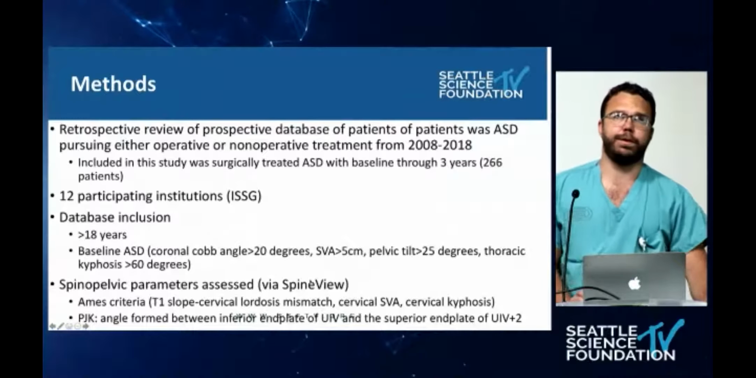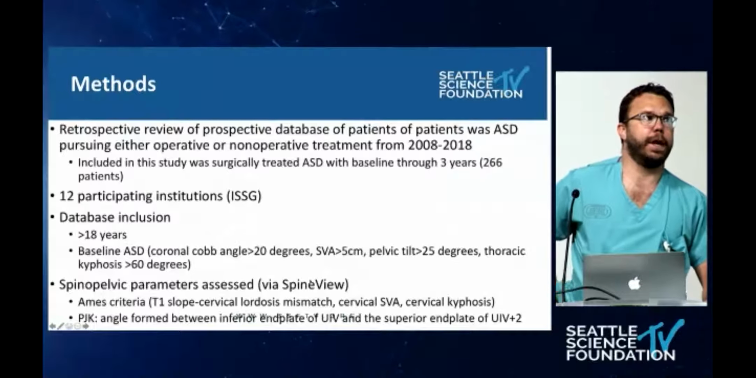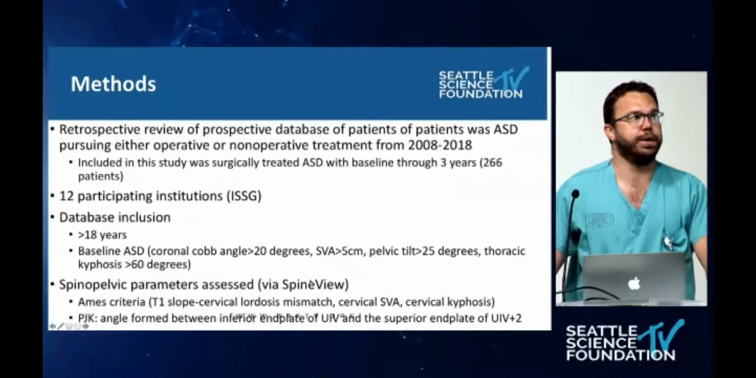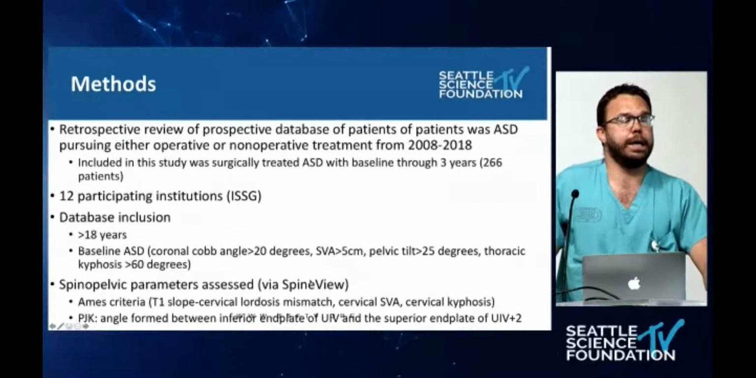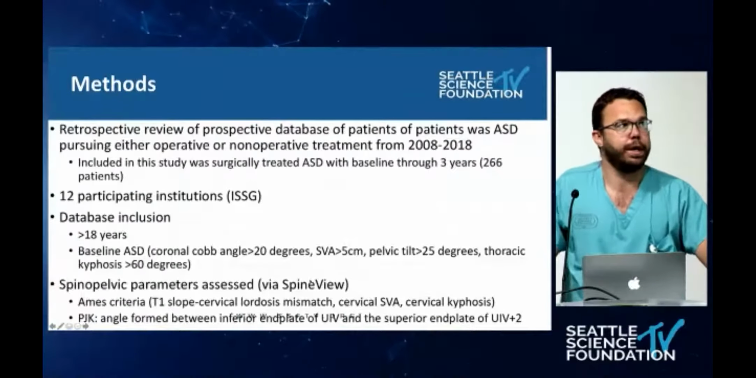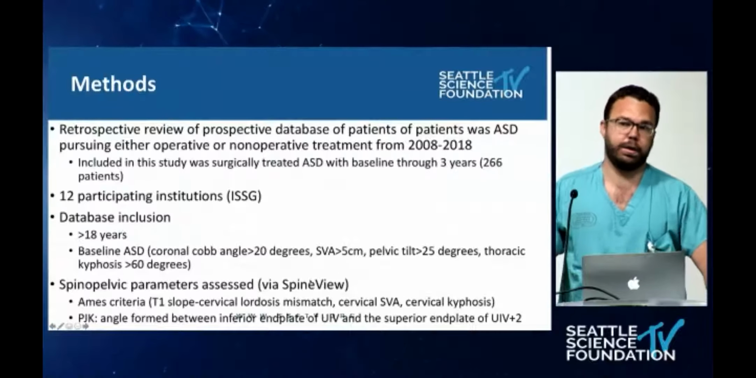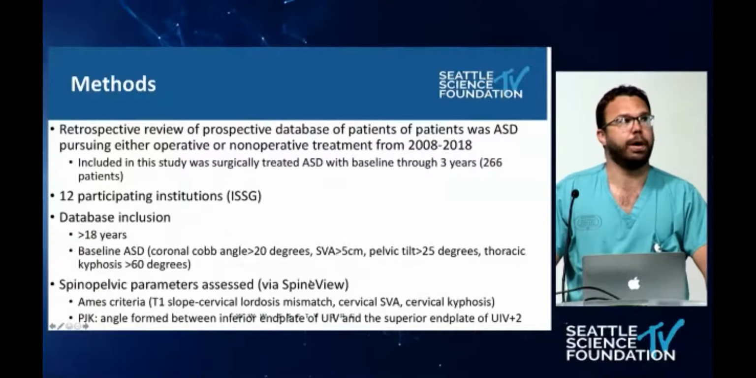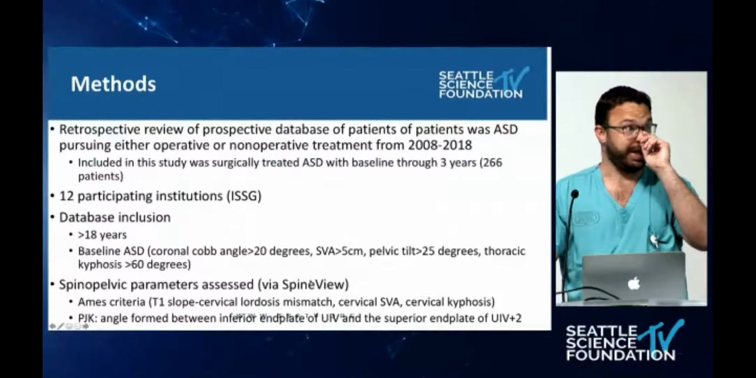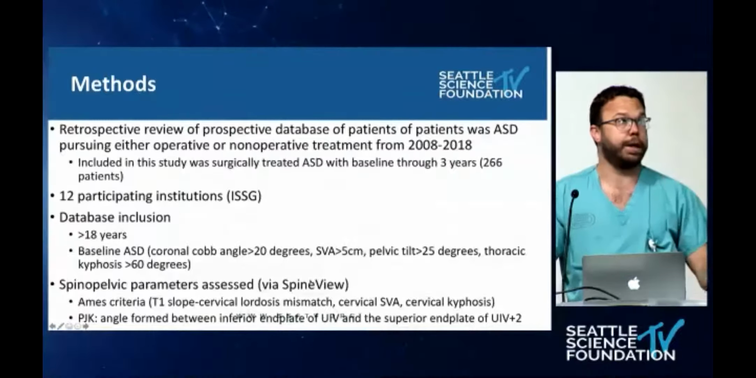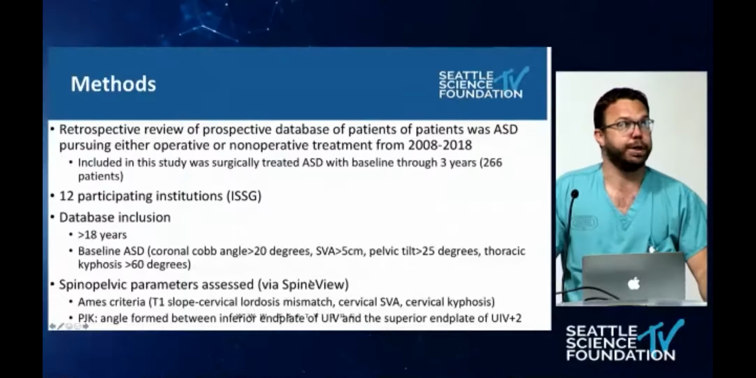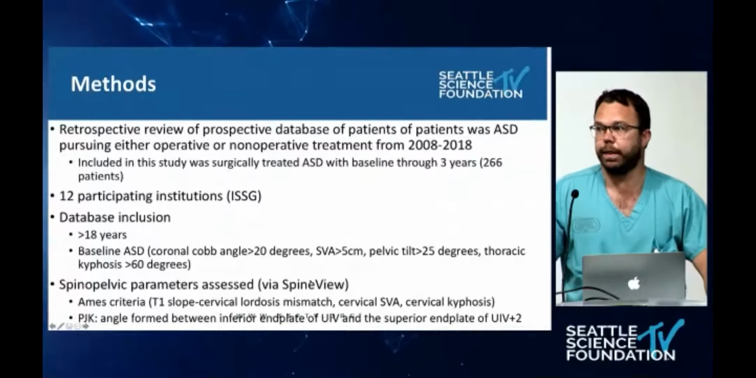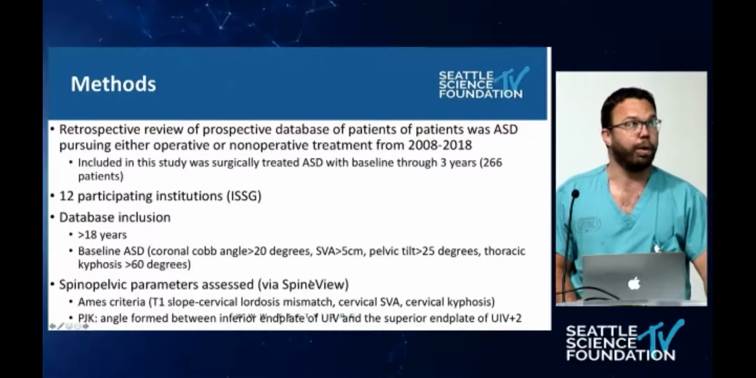The method of this paper is a retrospective analysis from the ISSG study group, which is 12 participating institutions. Patients included in this study were patients that underwent spinal deformity surgery with baseline through 3 years of follow-up. This included 266 patients. The inclusion criteria for this database is pretty simple. It's patients greater than 18 years of age with baseline documented adult spinal deformity.